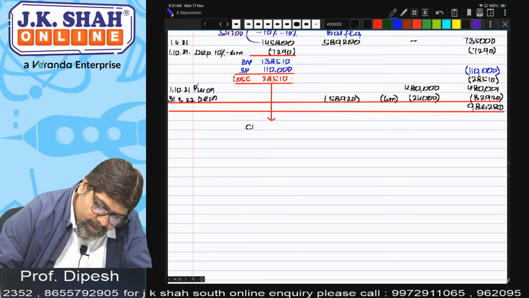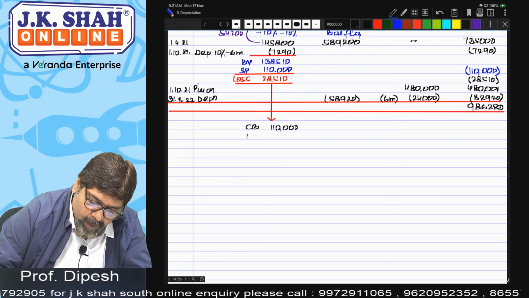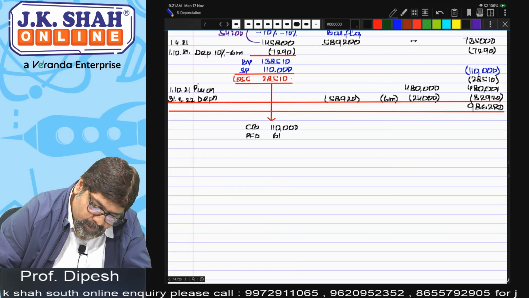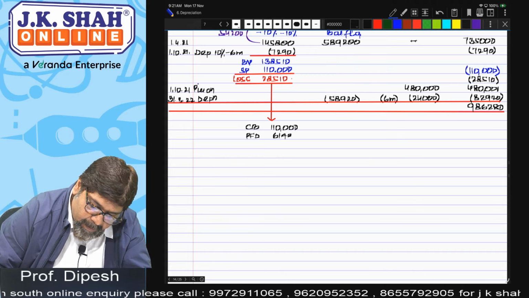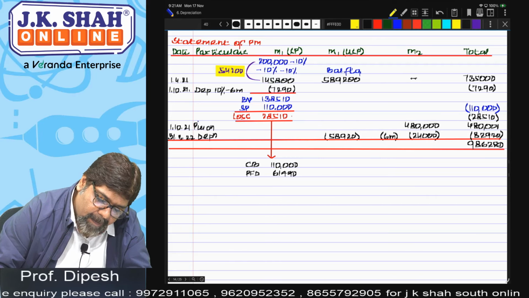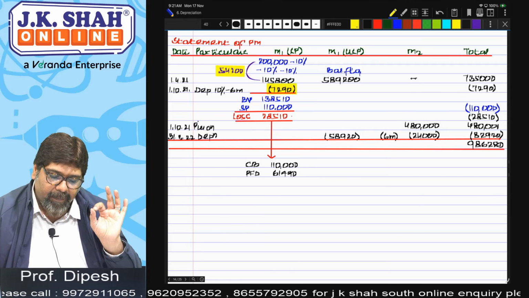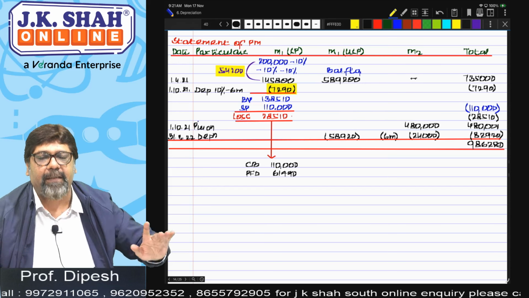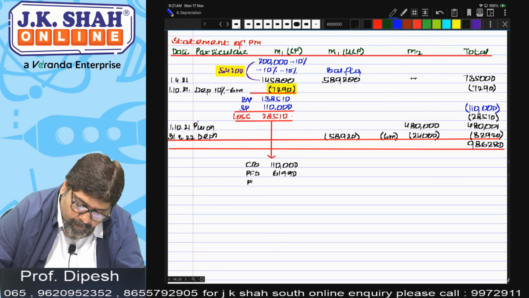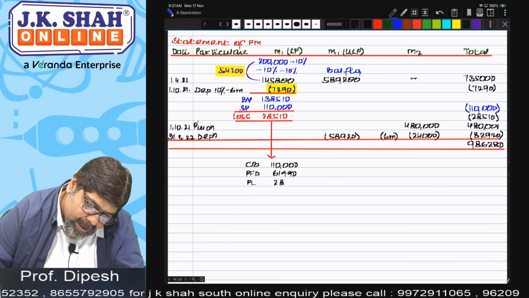Now, what will be the journal entry? Cash bank account debit 1,10,000. Provision for depreciation account debit 61,490. How did you get 61,490? It is nothing but 54,200 plus 7290, the total depreciation we have charged till date. Then chartered, there is a loss. How much? Loss is 28,510.